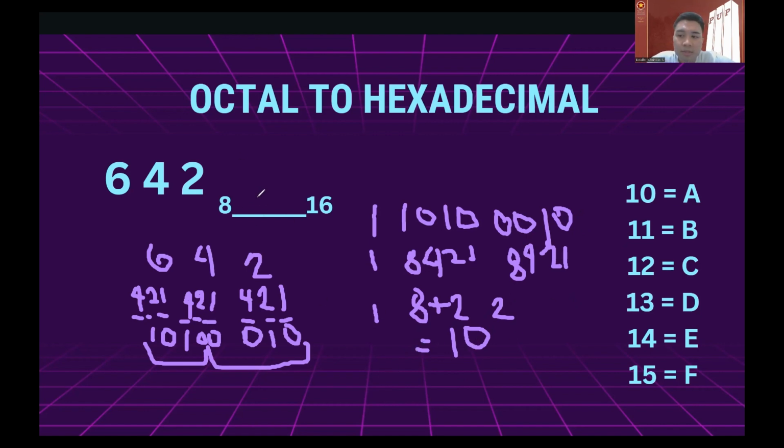So, I will just put here 1, A, and 2. So, the octal to hexadecimal of 642 is octal 1, A, 2 to hexadecimal.